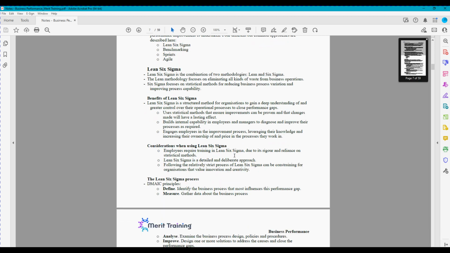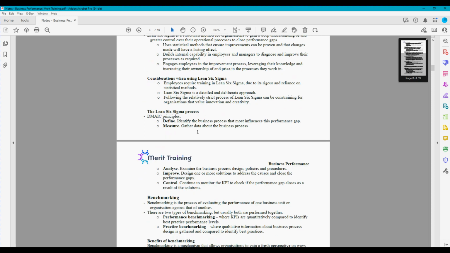Some of the considerations when using Lean Six Sigma: it does require training due to its rigor and reliance on statistical methods, which are a bit more scientific and maybe a bit more difficult to understand. It's also a very detailed and deliberate approach, as opposed to a more strategic, qualitative, or big picture approach. It's right in the detail, in the data. And finally, it's a relatively strict process, which can be constraining for organizations that value innovation and creativity.